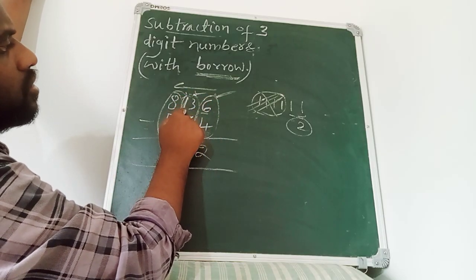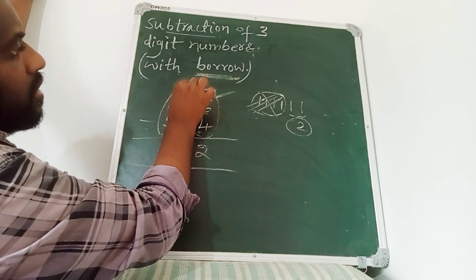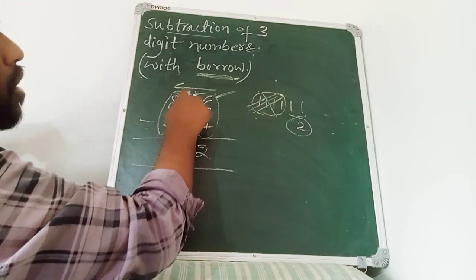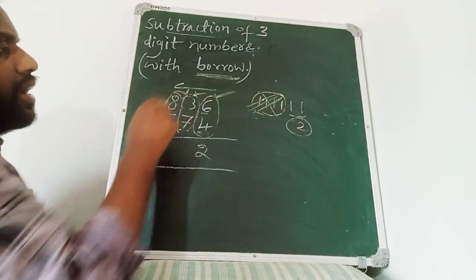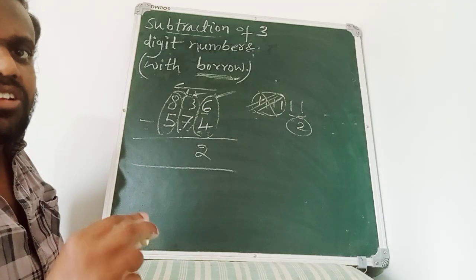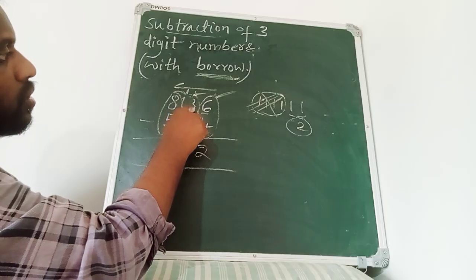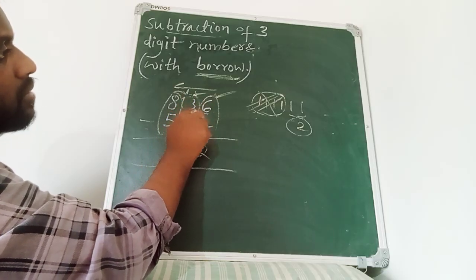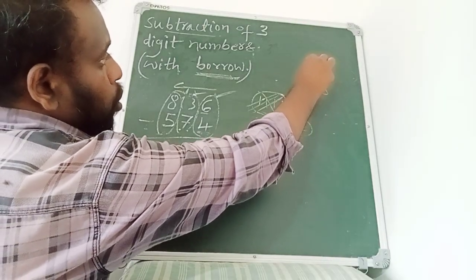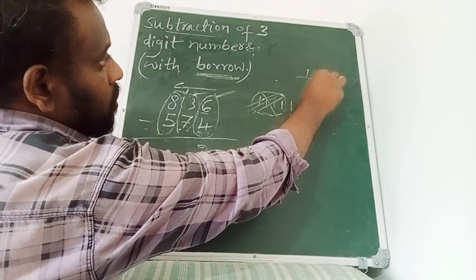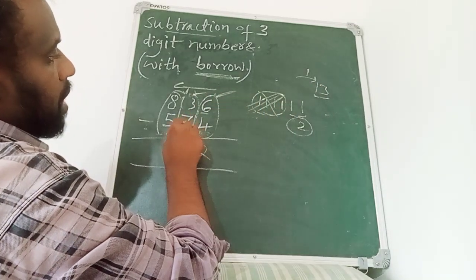So this one, you should not write just here, you should write somewhere here. Borrow, you are taking borrow. Even if you don't write it, you should understand the concept that you are taking 1 as borrow. When you took 1 as borrow, 3 will become 13. Then we have to subtract this 7.